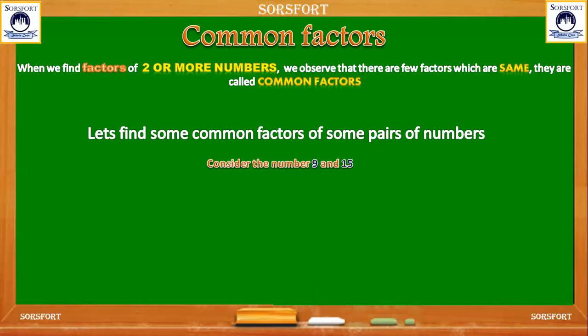Consider the numbers 9 and 15. So what are the factors of 9 and 15? If I divide 9 by 3, I will get remainder 0. So we can call 3 a factor of 9.